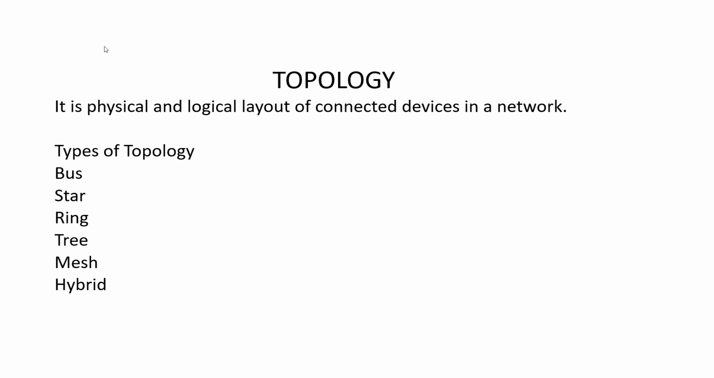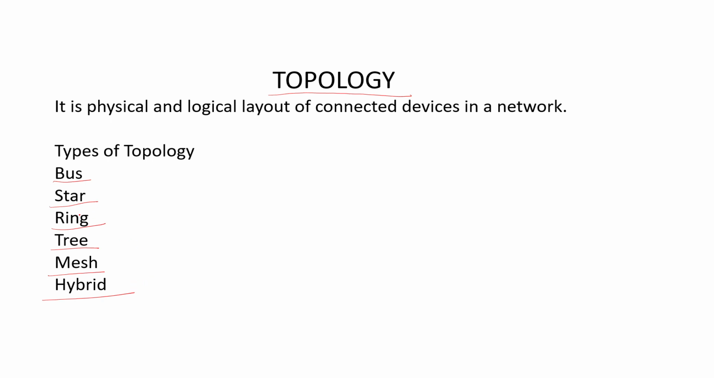Today we are going to discuss topology. We have different topologies in the modern network world. I'll show you that. We have bus topology, star, ring, tree, mesh and hybrid.